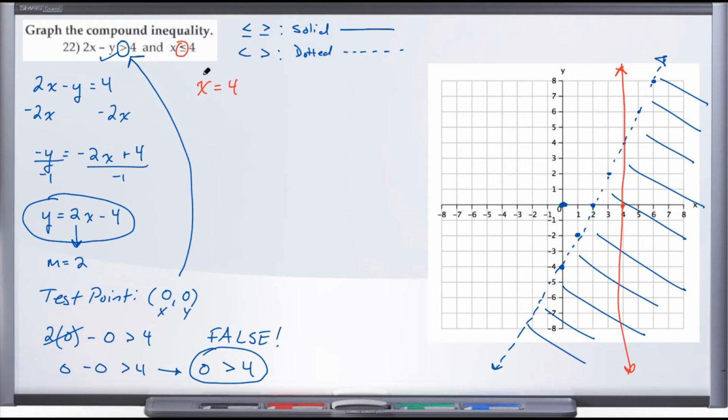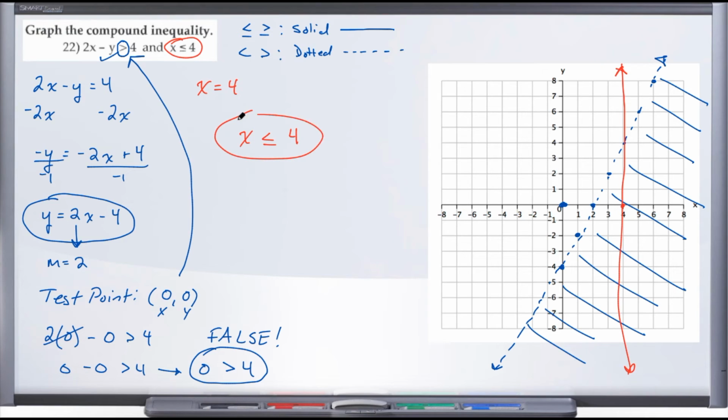Now we want to decide where we're going to be shading. When you have lines that are either horizontal or vertical, the shading becomes a little easier. You take your inequality, x is less than or equal to 4, and ask yourself, where are the values of x that are less than 4? Are they to the left of this line or to the right of the line? You can clearly see that to the left of the line, the x values are getting smaller: 3, 2, 1, 0, and so on. But to the right of the line, they're getting bigger: 5, 6, 7, 8.